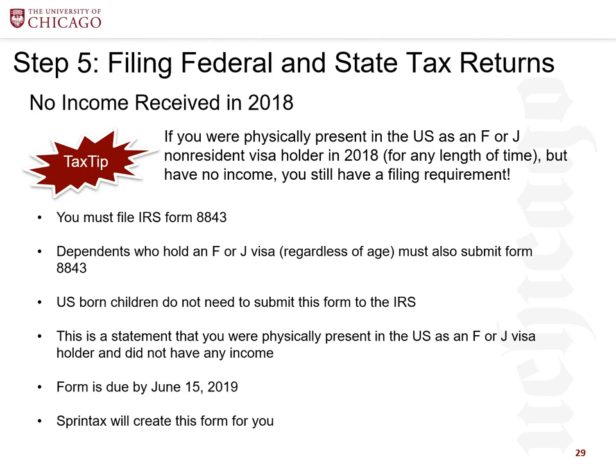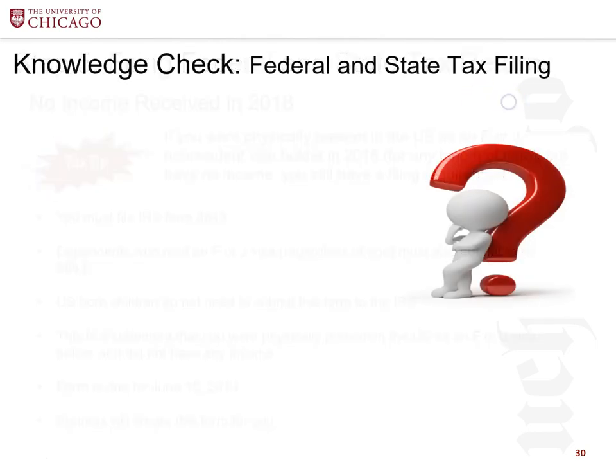This is just a statement that says that you are physically present in the U.S. as an F or J visa holder. This form has a different deadline than the IRS filing deadline. It's June 15th, 2019, and SprintTax will create this form for you automatically.